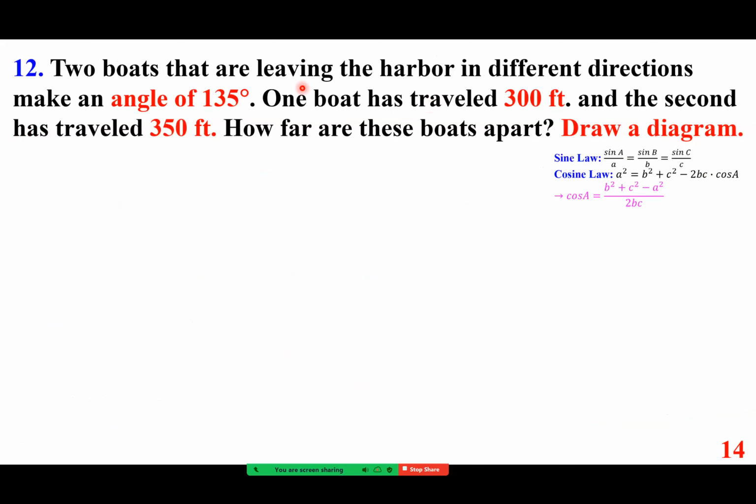Two boats that are leaving the harbor in different directions make an angle of 135 degrees. One has traveled 300 feet and the second one 350 feet. How far are these boats apart? Draw a diagram.